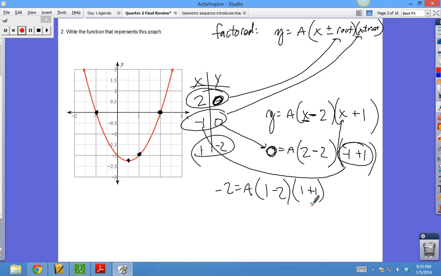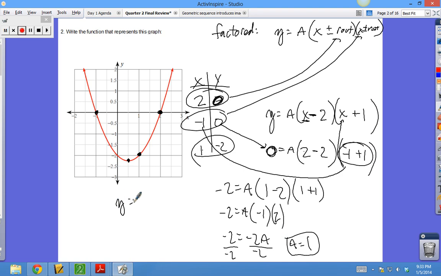Okay, now let's do some math. -2 is equal to a times 1 minus 2, which is -1, times 1 plus 1, which is 2. So a times -1 times 2, that's all multiplication, so it's going to be -2 equals -2a. Now undo the -2 by dividing. Divide by -2, divide by -2, so a is actually equal to 1. So if a is equal to 1, my answer is y equals 1, I don't even need to write the 1, times x minus 2, times x plus 1.